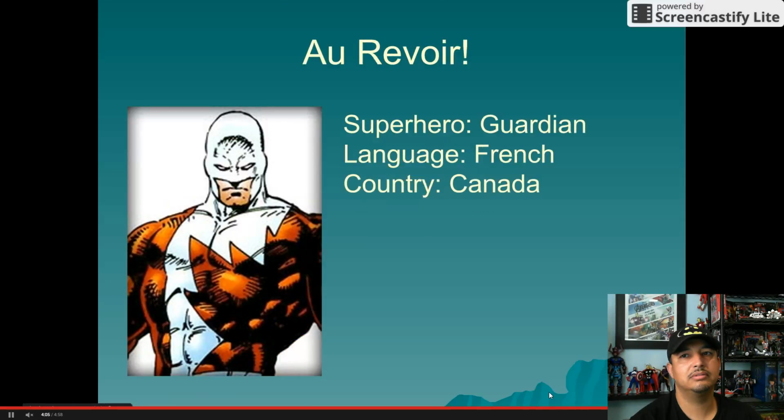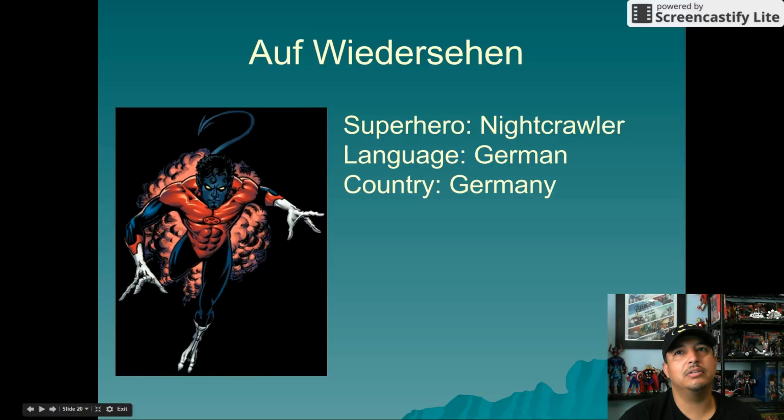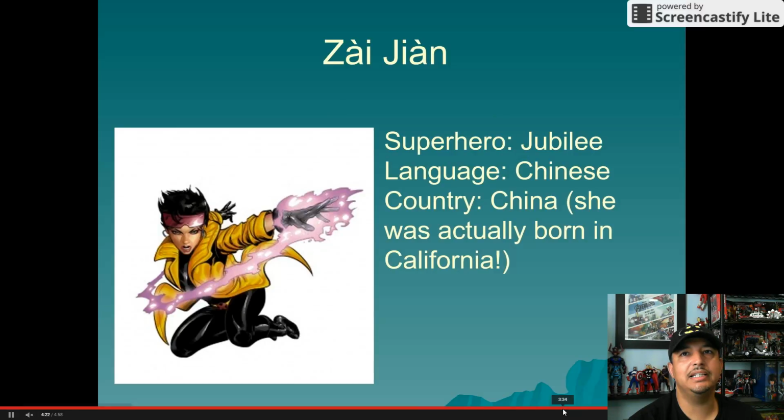Zorro, Spanish, from Mexico. Superhero Guardian, part of the Alpha Flight Marvel group. Language French from Canada. Nightcrawler is from Germany, speaks German, obviously. And Jubilee is one of the X-Men. She speaks Chinese from China, but she was actually born in California.